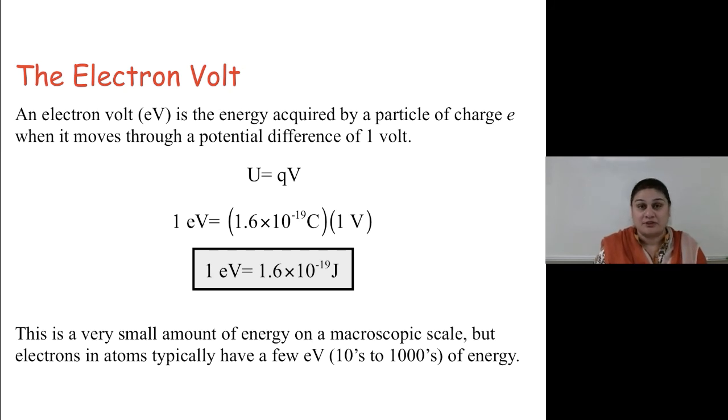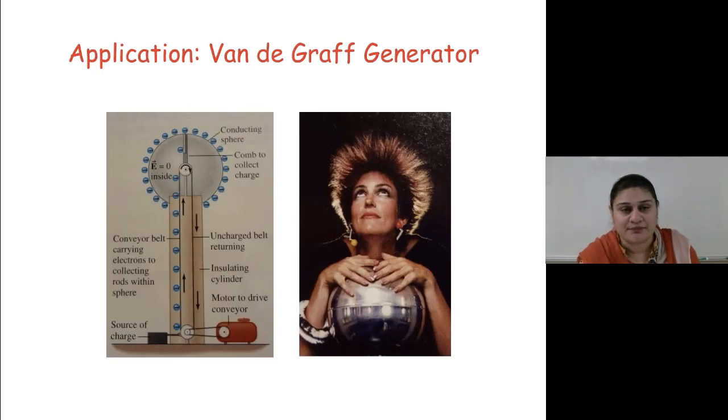So some other important concepts that we should all be aware of. One is called an electron volt. What is an electron volt? It is the energy required by a particle of charge e when it moves through a potential difference of 1 volt. So an electron volt is equal to 1.6 times 10 to the minus 19 joules. This is a very, very small amount of energy on a macroscopic scale. But electrons in typical atoms have a few electron volts of energy, right? So on a macroscopic world, it's a very, very tiny amount of energy.